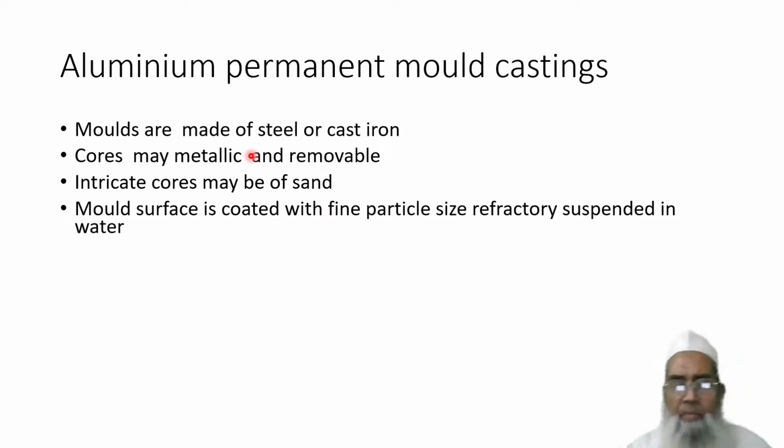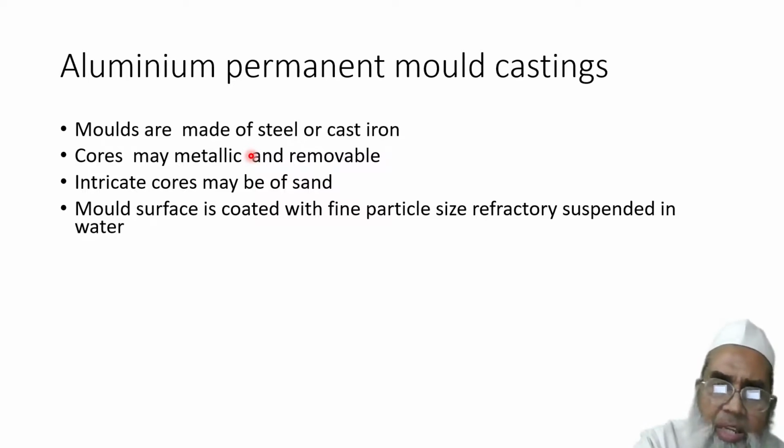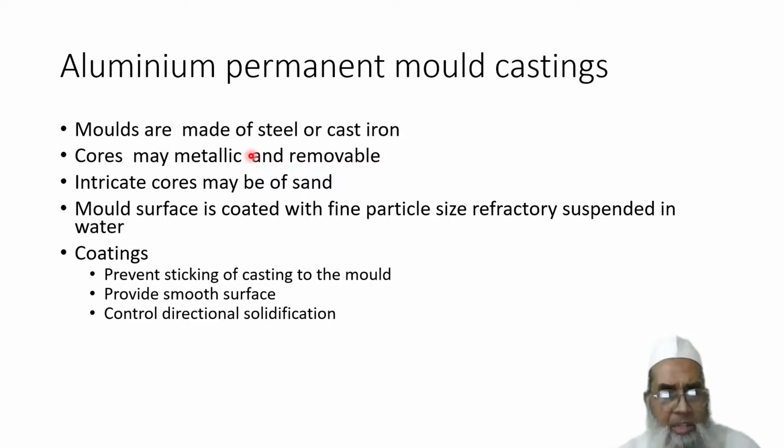The mold surface is coated. When we are using a permanent mold, the cavity surface is coated with a refractory material in water, so that the molten metal may not come directly in contact with the surface, and the surface of the cavity is safeguarded and the life of the die can be enhanced. This coating also prevents sticking of the casting to the mold, and therefore we will have a better, smooth surface. Not only this, we can control directional solidification by providing coating.